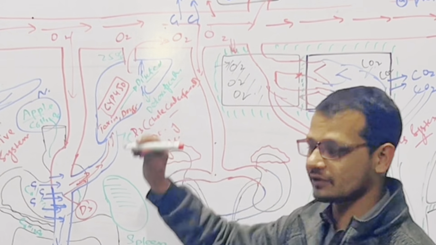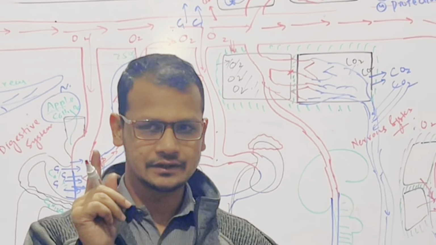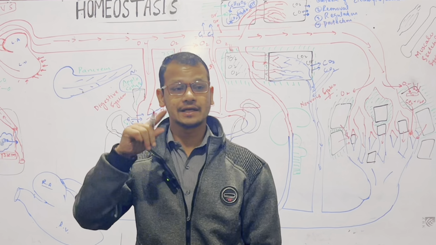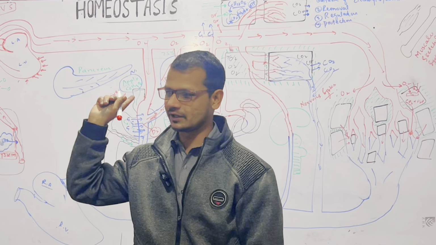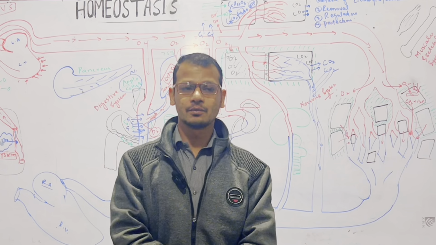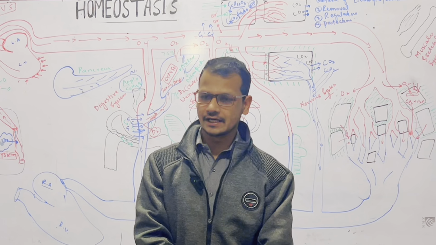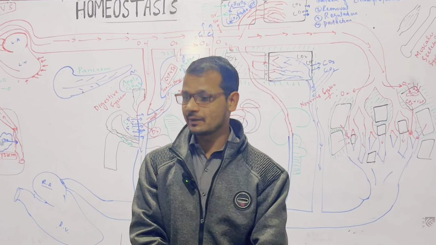If the liver is non-functional, then the toxic things cannot be converted into non-toxic things, and it will affect the body. For example, in hepatitis, cirrhosis, or hepatic failure.